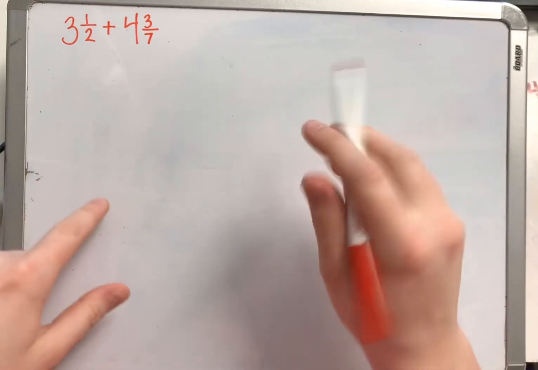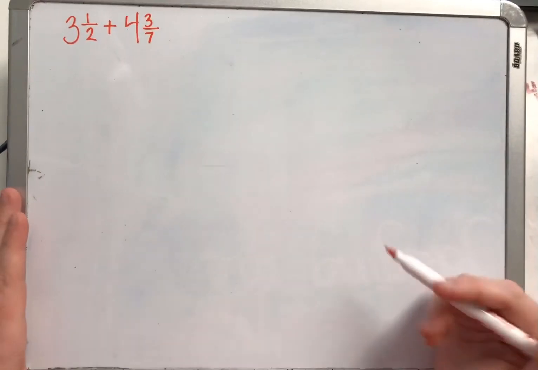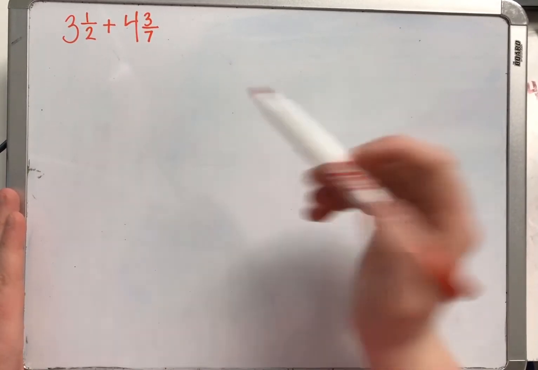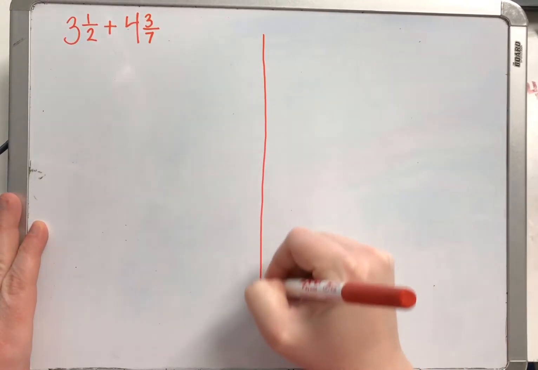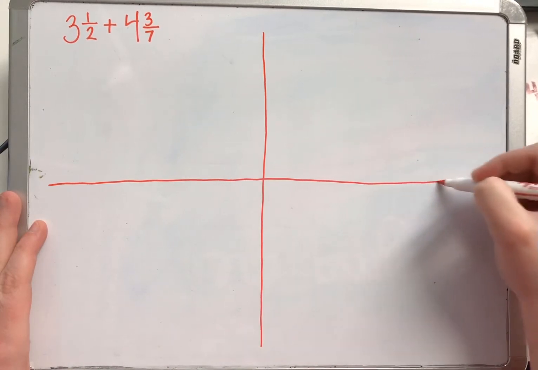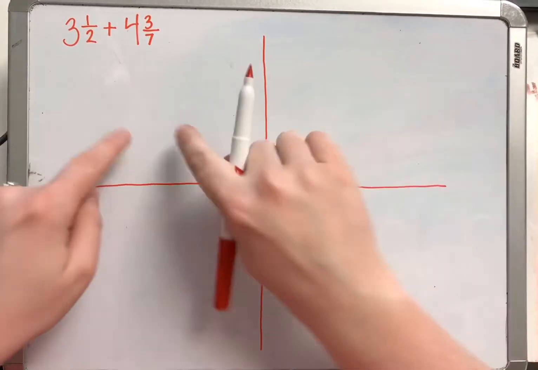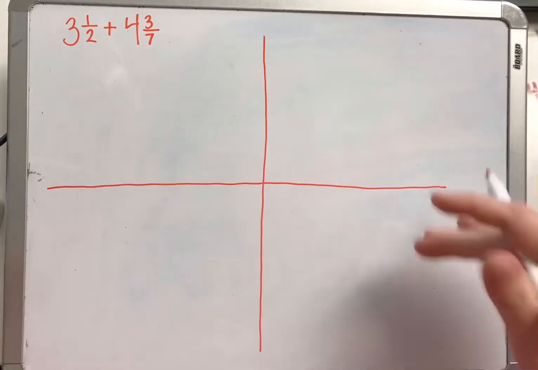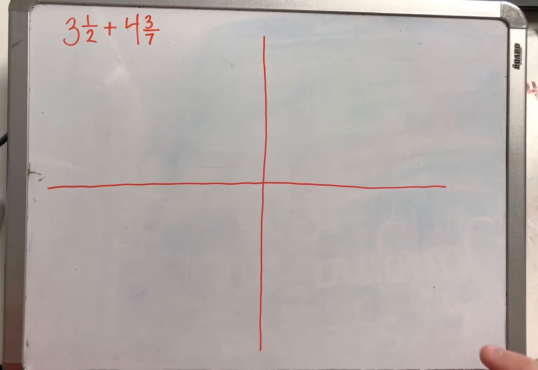Hey guys, so today we want to talk about adding and subtracting mixed numbers. The way that I teach this is using a method called the four-square method. So anytime you have addition or subtraction with mixed numbers or fractions, what you want to do is go ahead and make 4 different boxes. So I just draw a big plus sign. And each box has a specific thing that we're looking to put in it.